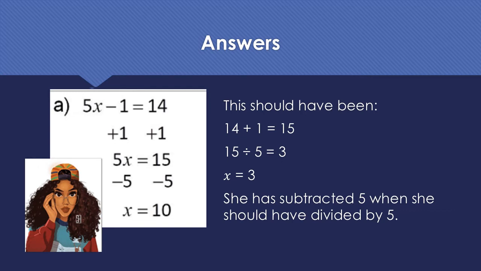Whereas we know that 5x is the same as 5 times x, and the inverse of times is division. So she should have done 15 divided by 5, which equals 3. So x equals 3. She subtracted when she should have divided. Well done if you managed to get that.